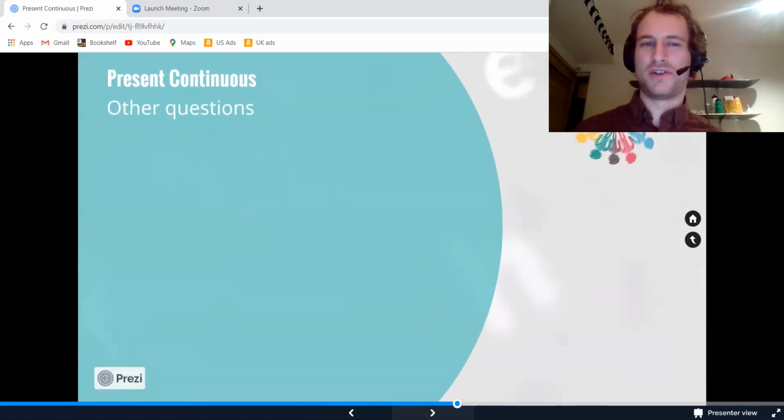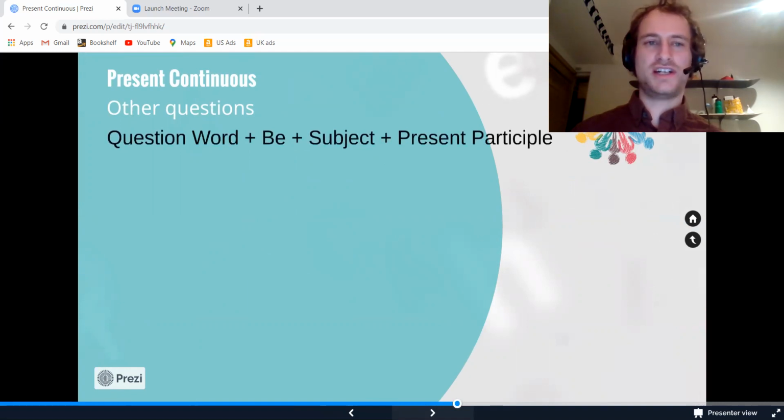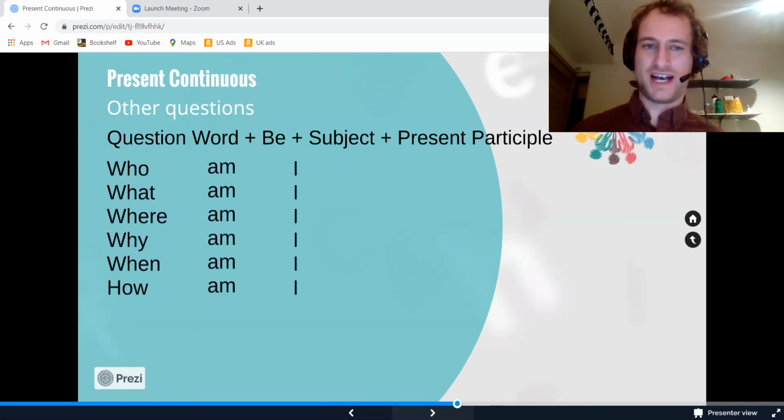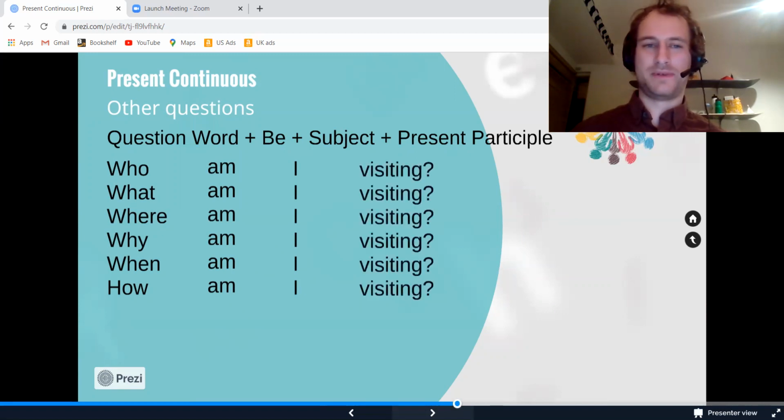So how do we form other questions in the present continuous? Well, let's take a look at our equation. We use a question word, we use the be verb, we use the subject, and then we use the present participle, the ing version of the verb. So what are the question words? We have who, what, where, why, when, how, plus a be verb, plus the subject: who am I, what am I, where am I, why am I, when am I, how am I, plus a present participle.